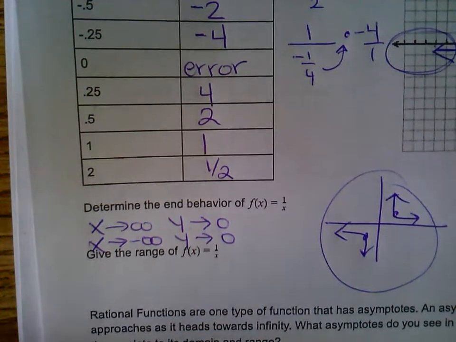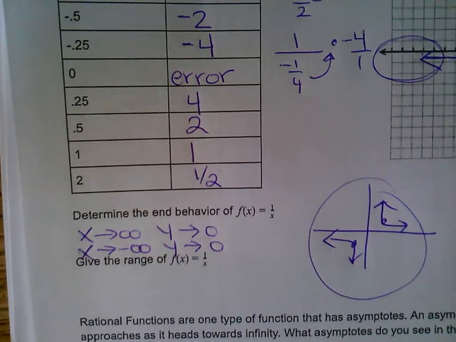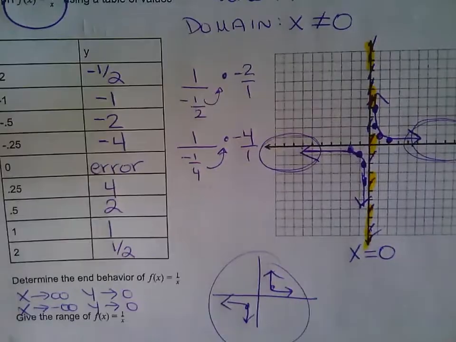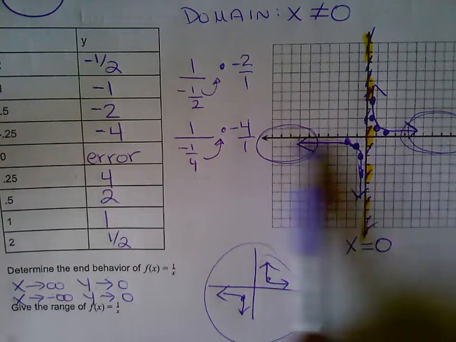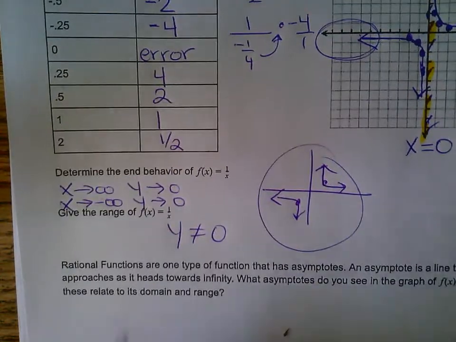What is the range then of this function? So we said the domain is x can never equal 0. Well, the range is the same thing. Y will never equal 0 either. So our range is y can never be 0.